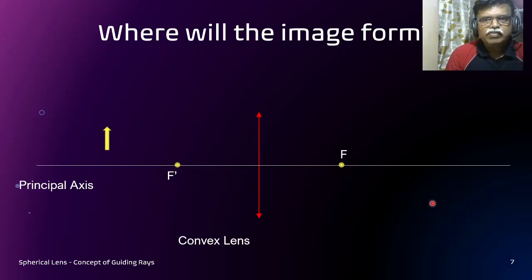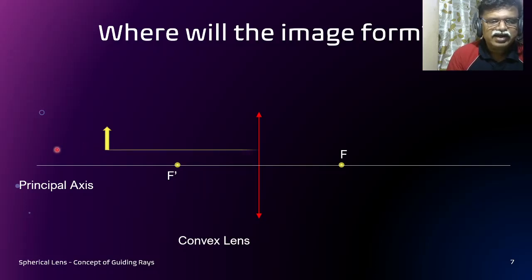Now suppose the object is not placed on the principal axis. If it is placed away from the principal axis, where will the image form? So here again what we can do is treat the two extremes of this particular object as two different points, and we can decide where the image will form.